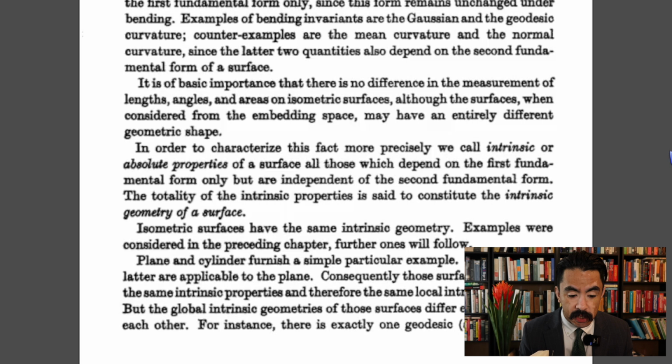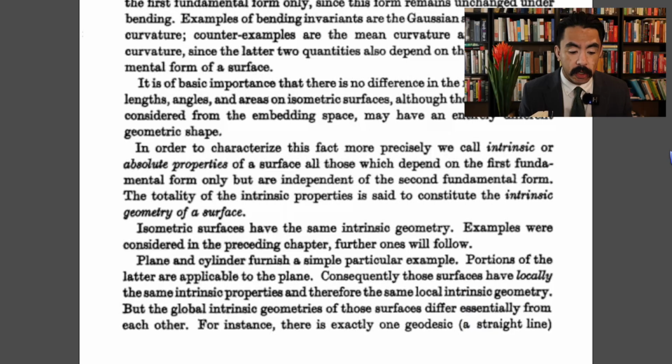Isometric surfaces have the same intrinsic geometry. Examples were considered in the preceding chapter, further ones will follow. Plane and cylinder furnish a simple, particular example. Portions of the latter are applicable to the plane. Consequently, those surfaces have locally the same intrinsic properties and therefore the same local intrinsic geometry. But the global intrinsic geometries of those surfaces differ essentially from each other.